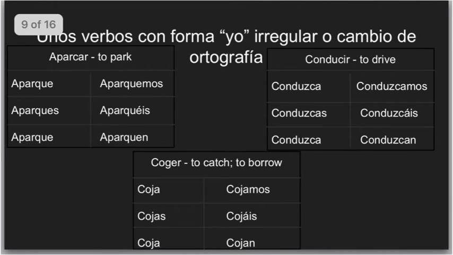However, these are a few verbs from this unit that have a spelling change due to ending with a QUE or a GER, or have an irregular yo form. Conducir, like reconocer, goes to that ZC in the yo form in the regular present tense, so it affects the conjugation.